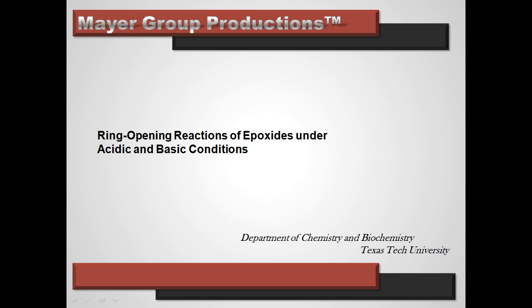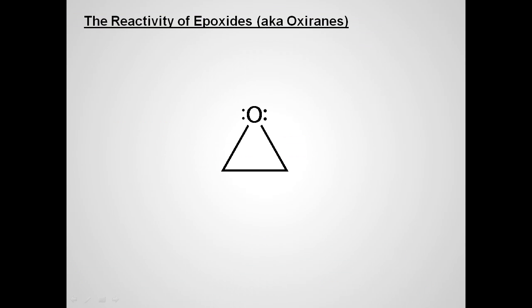Here's an introduction to ring opening reactions of epoxides under acidic and basic conditions. An epoxide is a cyclic ether, a three-membered ring which includes an oxygen atom. Two key factors contribute to the reactivity of epoxides.